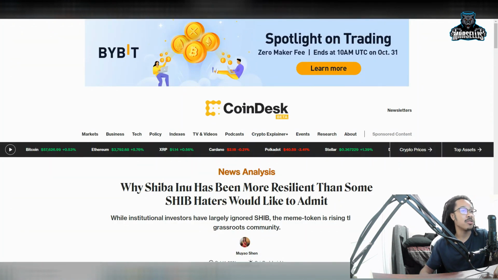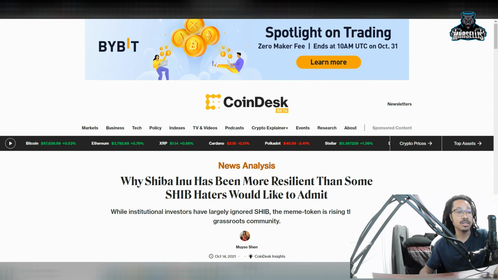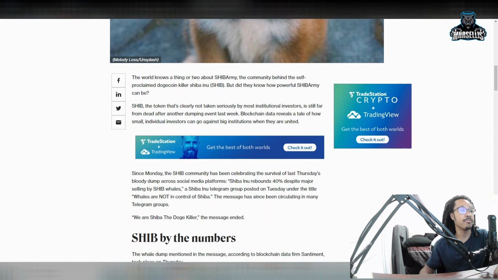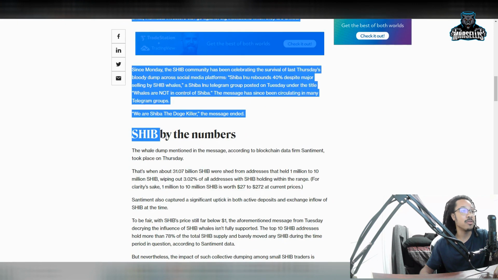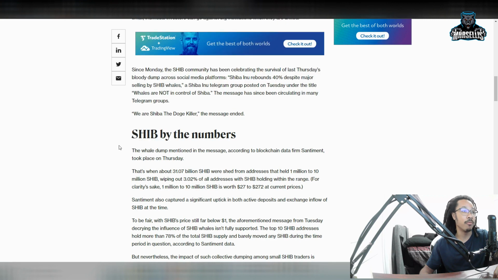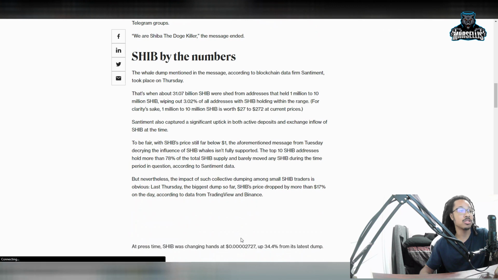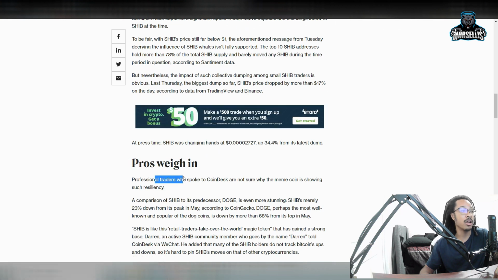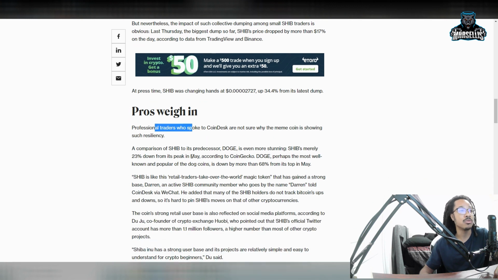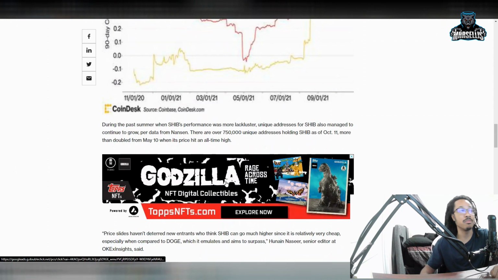But anyways, why Shiba Inu has been resilient, more resilient than what Shib haters would want it to be. So Shiba Inu has a strong community, and with a bunch of people holding Shiba Inu, that's pretty big right there. So also, professional traders spoke with Coindex, and they love Shib's resilience. A comparison of Shib to its predecessor, Doge, is even more stunning. As you can see, Shib is actually doing more gains.